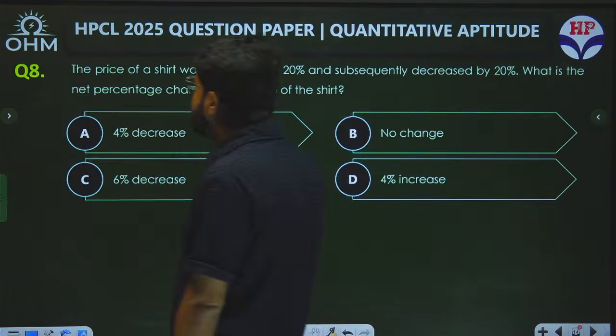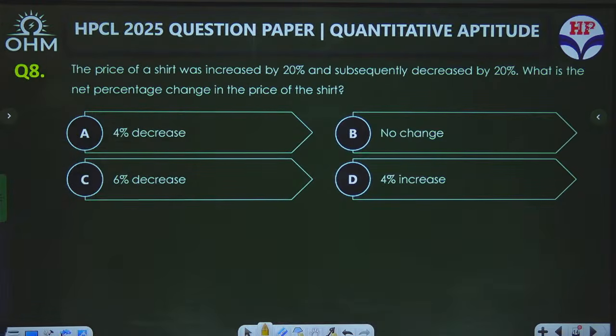Next question, number 8. The price of a shirt was increased by 20% and subsequently decreased by 20%. What is the net percentage change in the price of the shirt? So the subsequent change. What is the net percentage change?